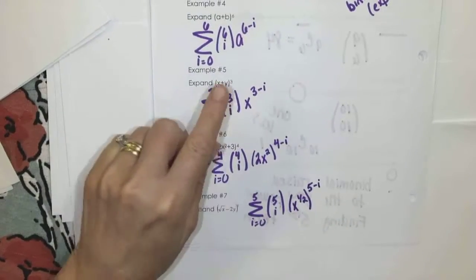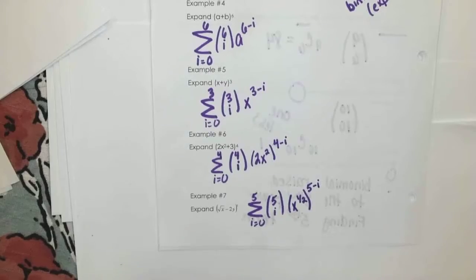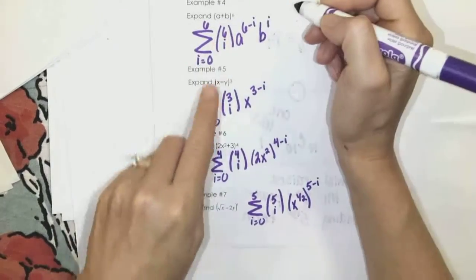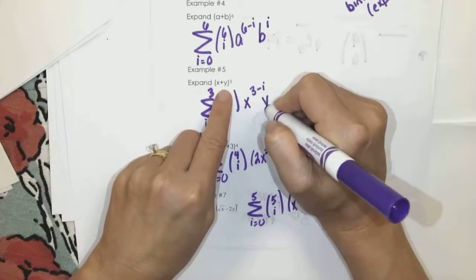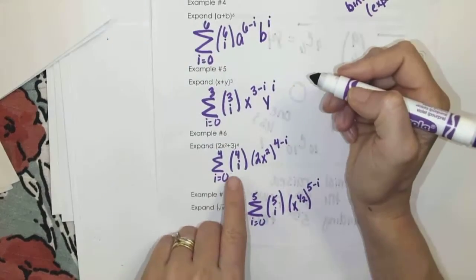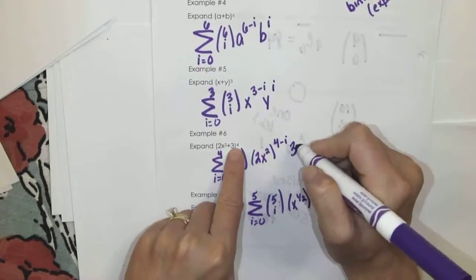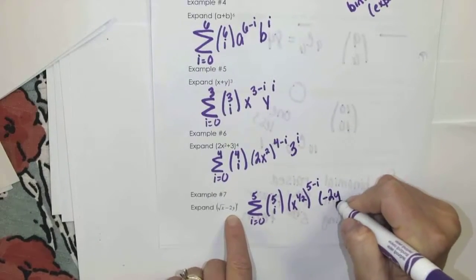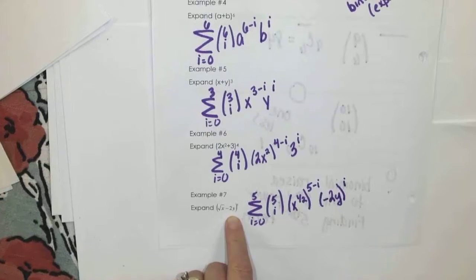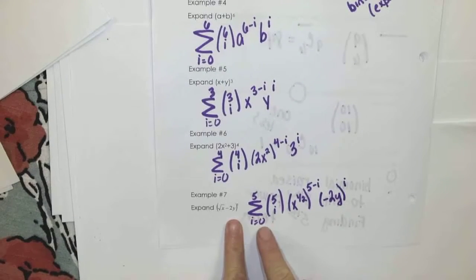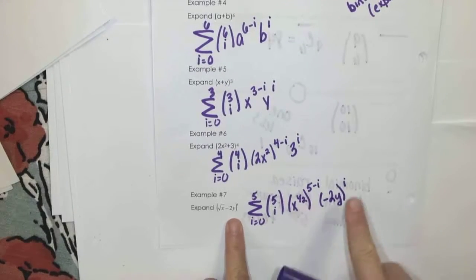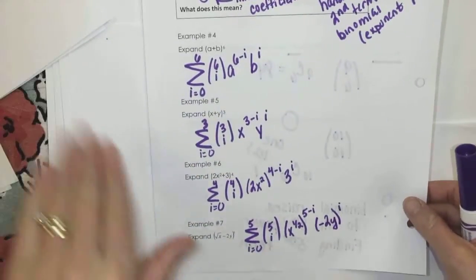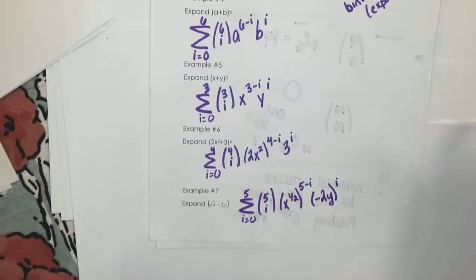Next thing I'm going to do is handle the second term. That's the one that increases in exponents. In this case, it's a b, always to the I power. In this one, it's a y to the I power. In this case, it is a 3 to the I power, and this one, it is a negative 2y to the I power, which lets you know that it'll increase because it'll start with 0, then it'll be a 1, a 2, a 3, a 4, a 5. So we did examples 1 through 7 in this video.